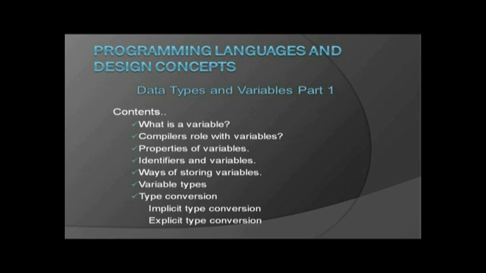Data types and variables. Part 1. Here are the contents. What is a variable? Compilers' role with variables. Properties of variables. Identifiers and variables. Ways of storing variables. Variable types and type conversion.